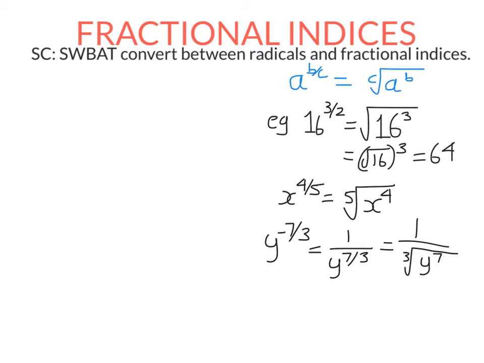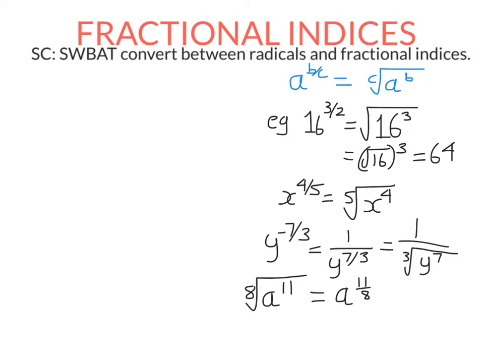So we just reverse the process to go the other way. If I have something like the 8th root of a to the power of 11, that's just going to be a to the power of 11 over 8. Whichever root it is, that number goes on the bottom, and then the power of a goes on top. So these two are equivalent.